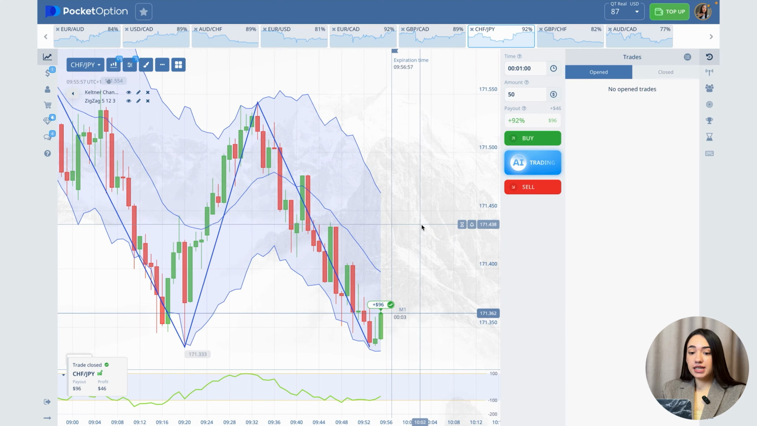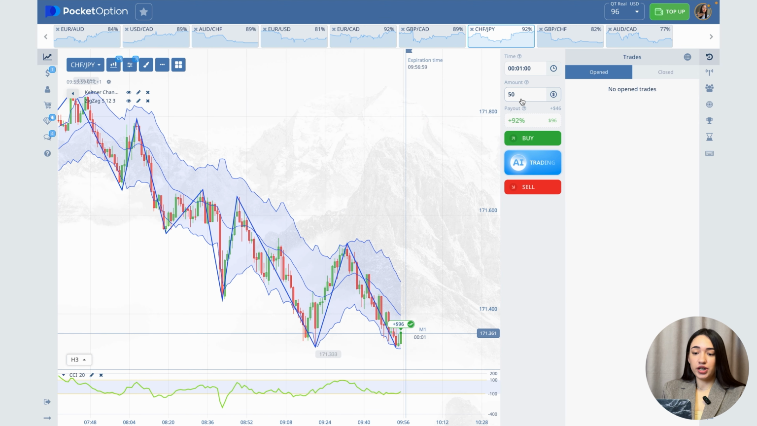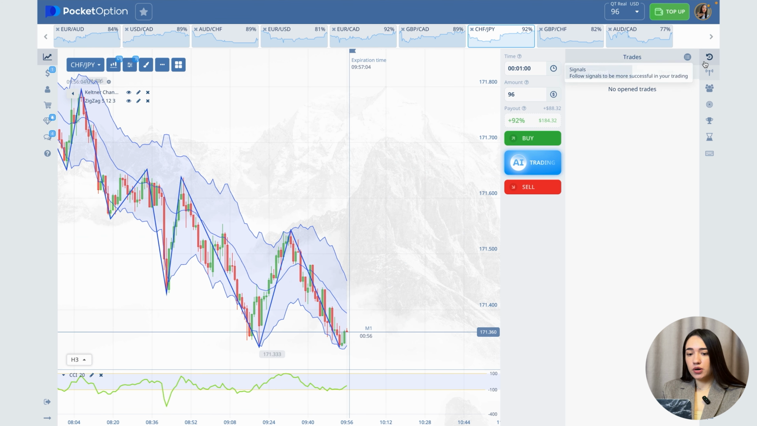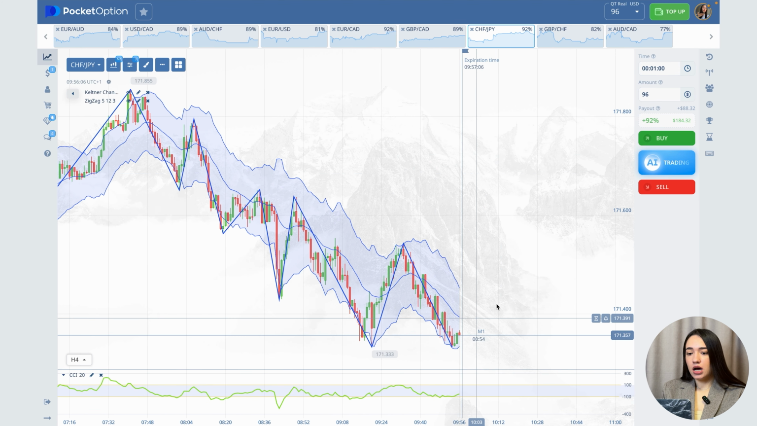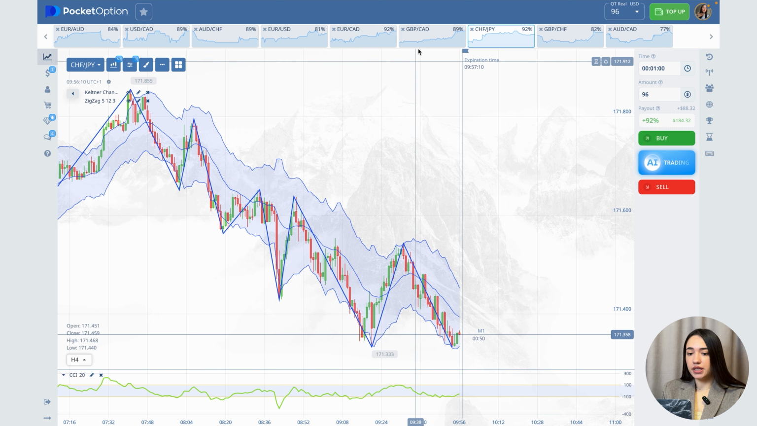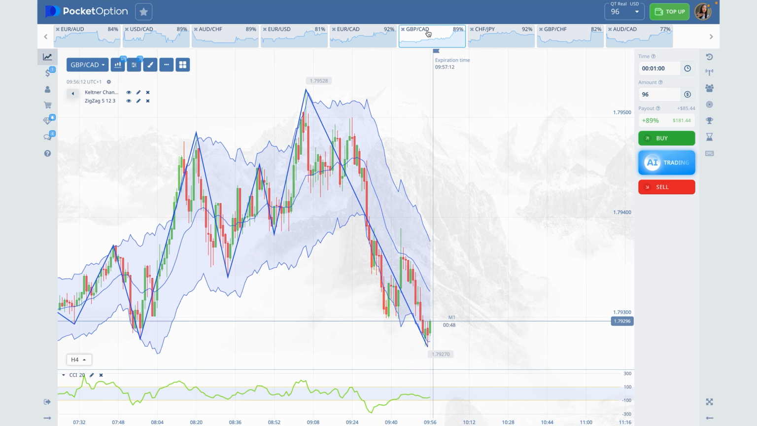And the first trade closes in plus, guys. Great. Let's put the maximum balance amount as always for the opening. I think everything was very clear here. So let's continue and pick the next entry point.